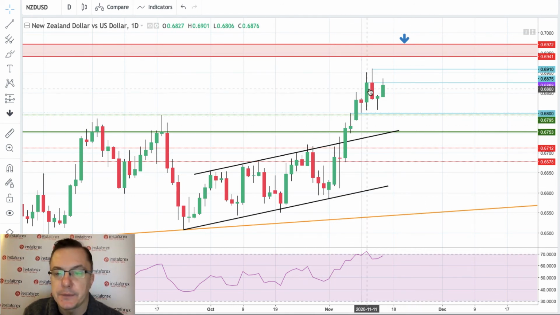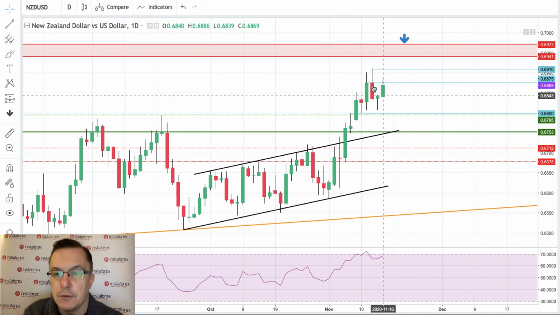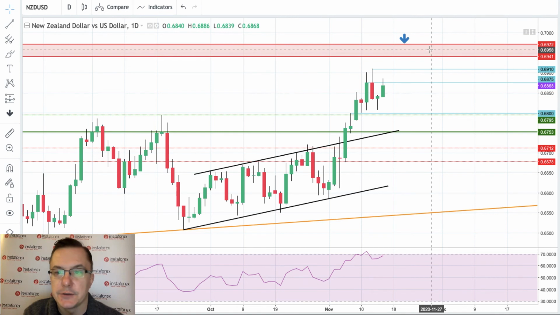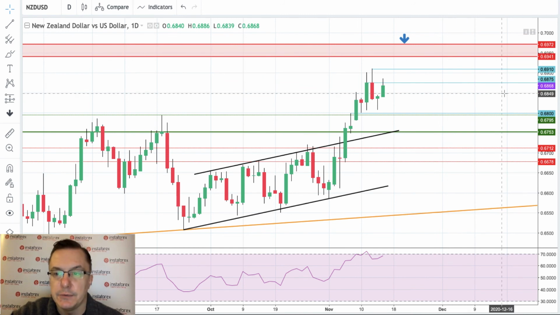Up and out of the channel, we are going higher. We just need to break above the Friday, no, this is Thursday high 6,910, and then we might test this zone. This is the key zone for the New Zealand dollar. So right now this is the situation on the Australian and New Zealand dollar. I think those were the most important two currencies for this week, at least for today.